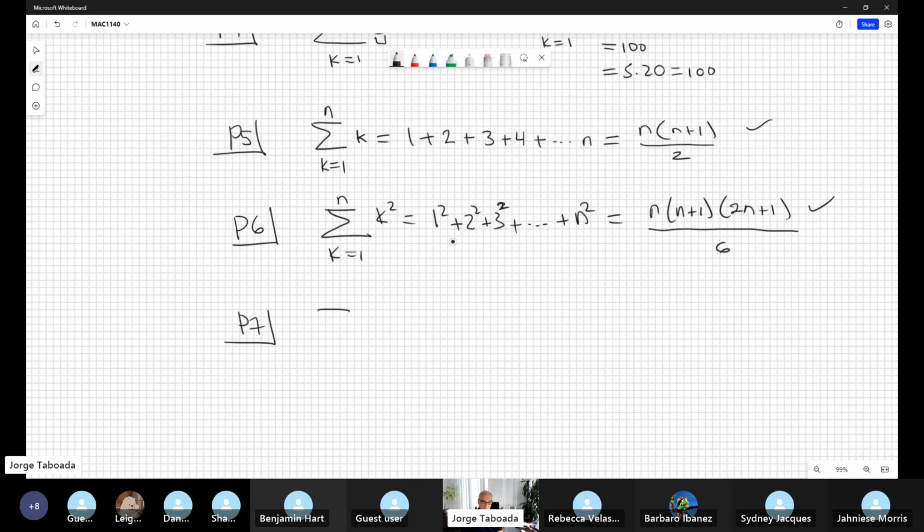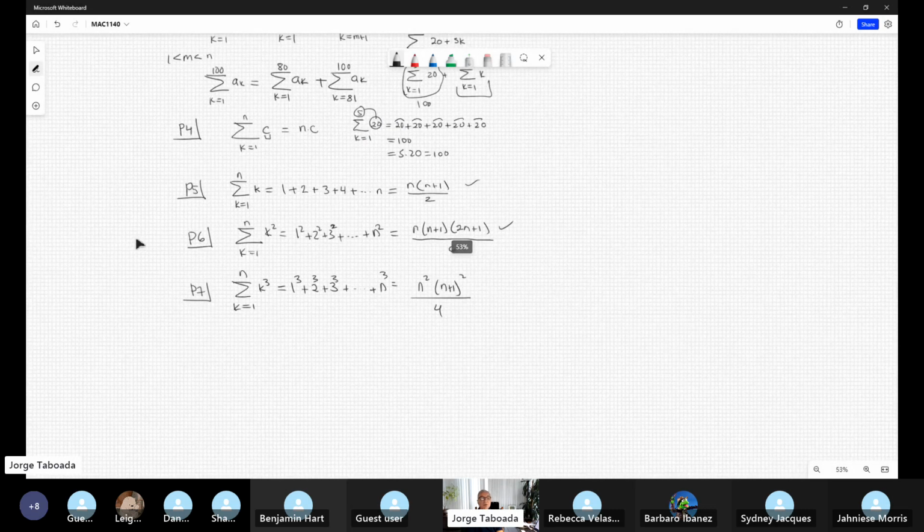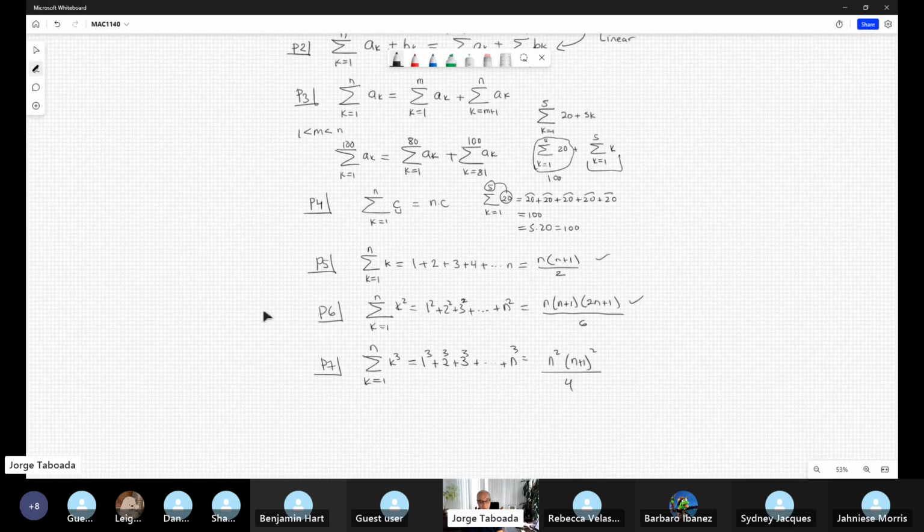And also k cubed, this is the most important thing you need to know for calculus. The sum of k cubed, k from 1, is 1 cubed plus 2 cubed plus 3 cubed, plus, plus n cubed. The formula is different. It is n squared times (n plus 1) squared, divided by 4. Okay, so now you have the formulas, you have the properties in your notebook. Now we're ready to apply them, applications and examples.